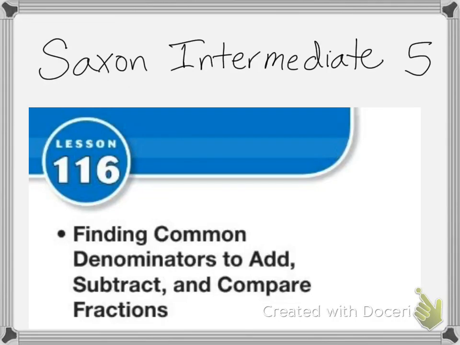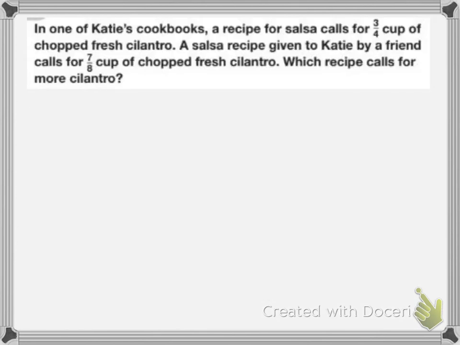Today's lesson is lesson 116, finding common denominators to add, subtract, and compare fractions. In one of Katie's cookbooks, a recipe for salsa calls for 3/4 cup of chopped fresh cilantro. A salsa recipe given to Katie by a friend calls for 7/8 cup of chopped fresh cilantro. Which recipe calls for more cilantro?